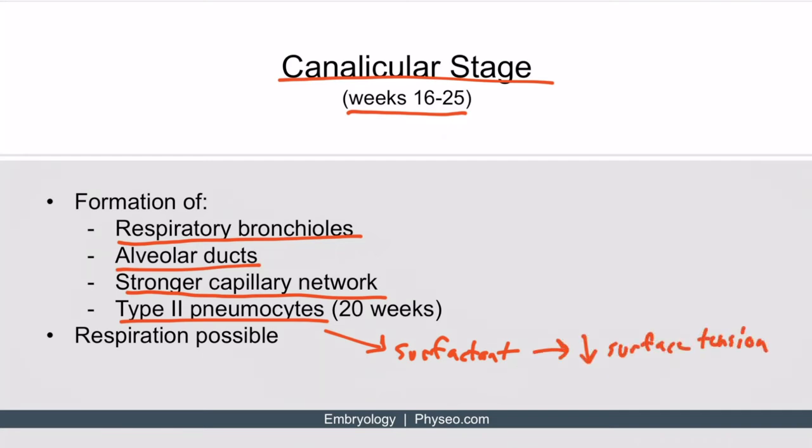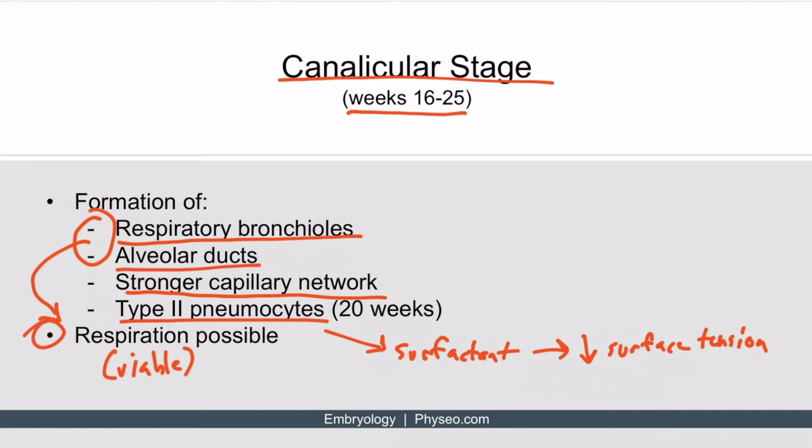Type 2 pneumocytes, surface tension, and alveolar expansion are discussed in more detail in respiratory physiology. But what you need to know about this stage is that because of the formation of the respiratory bronchioles and the alveolar ducts, respiration is possible. So the fetus is considered viable at this stage.